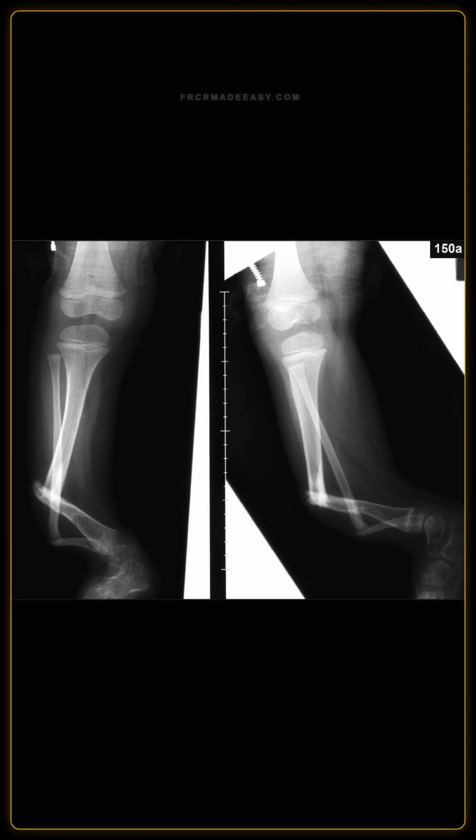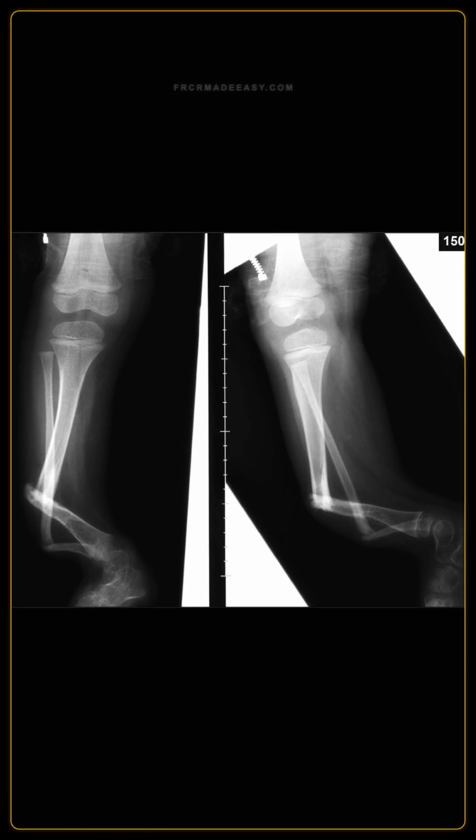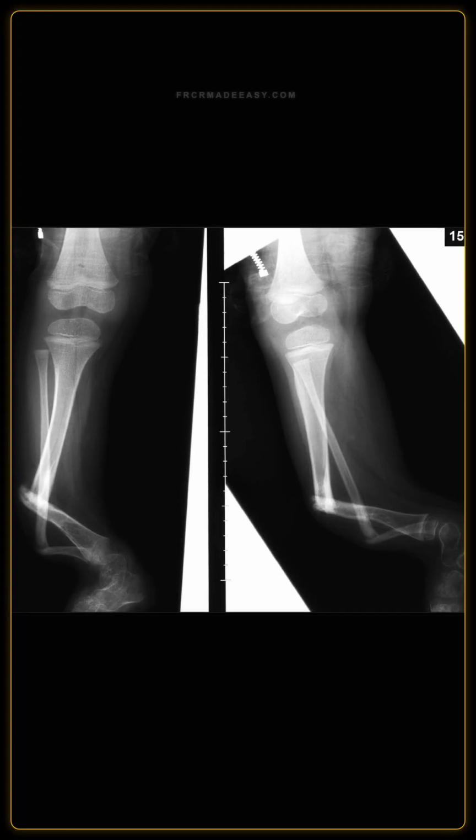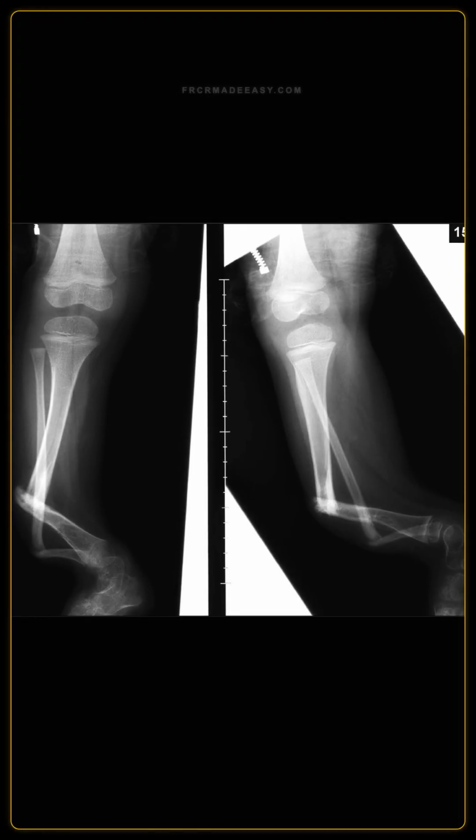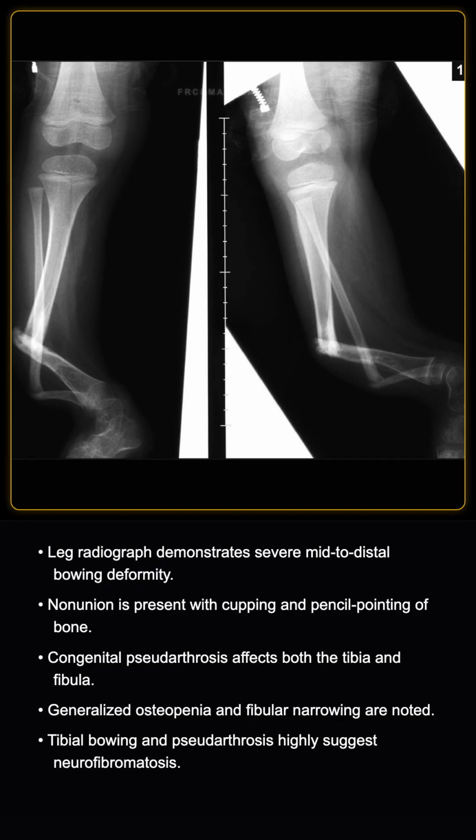A 5-year-old child presents with marked bowing deformity of the leg. I'm showing you the radiograph of the lower leg. Describe the findings. Let me just study this for a second.